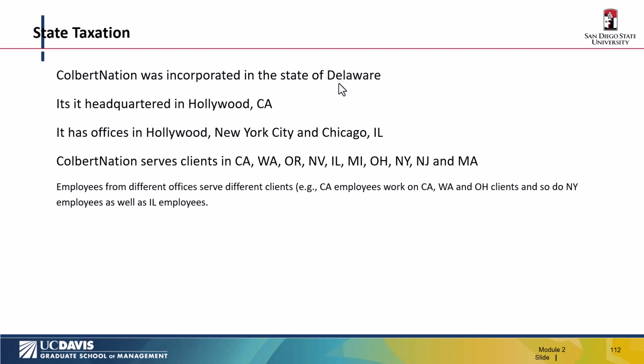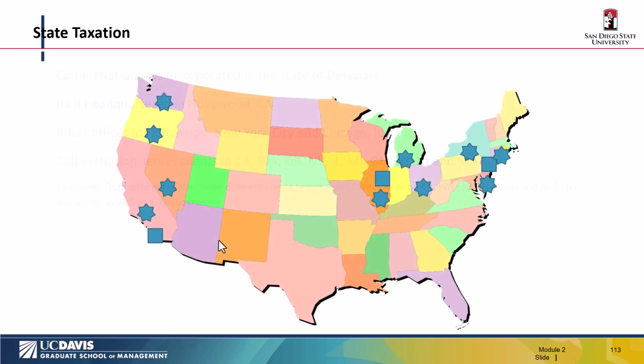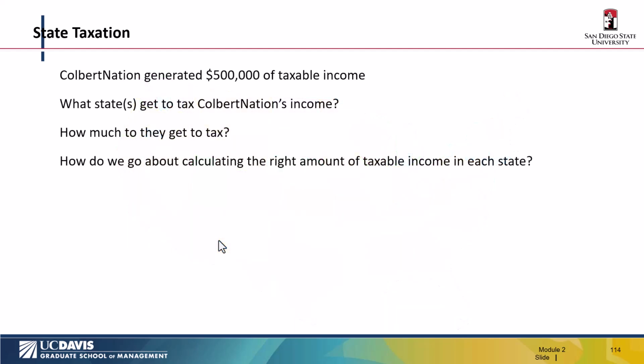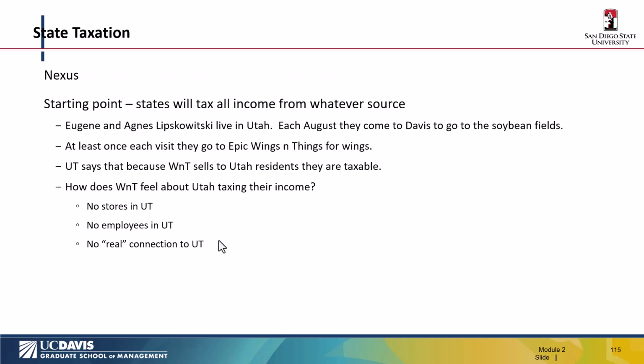So we've got this diverse set of business locations and employees, and the question is, how are we going to determine how to split up state income taxes? Colbert Nation is a single corporation, so how are we going to measure the income that belongs to any particular state for it to tax? Let's say Colbert Nation generates $500,000 in taxable income. What states get to tax it? How much of that $500,000 do they get to tax? And how do we go about calculating the right amount of taxable income in each state?